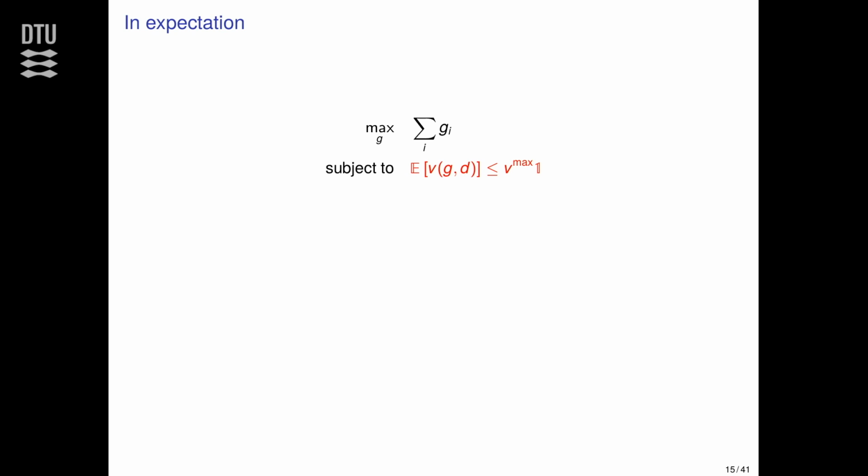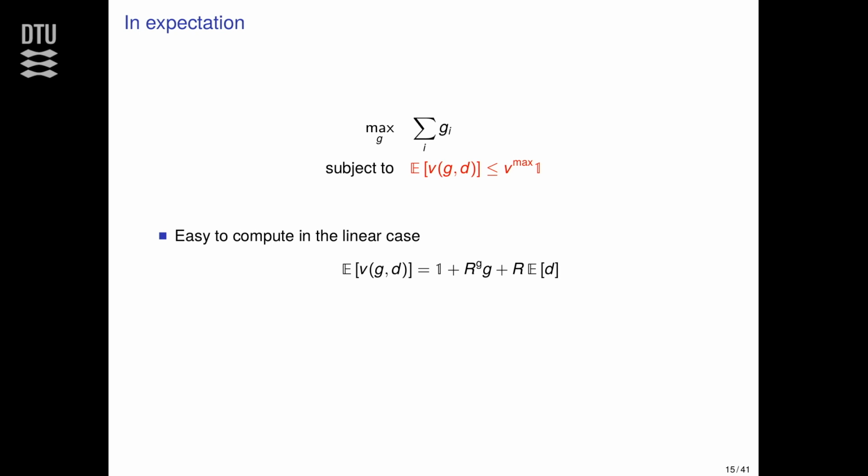Okay, the second formulation is the one corresponding to what I said: the constraints need to be satisfied for a typical D, or for the average demand. And this is what we do here. We say, okay, we want to maximize generation such that the expected voltage is less than the Vmax.